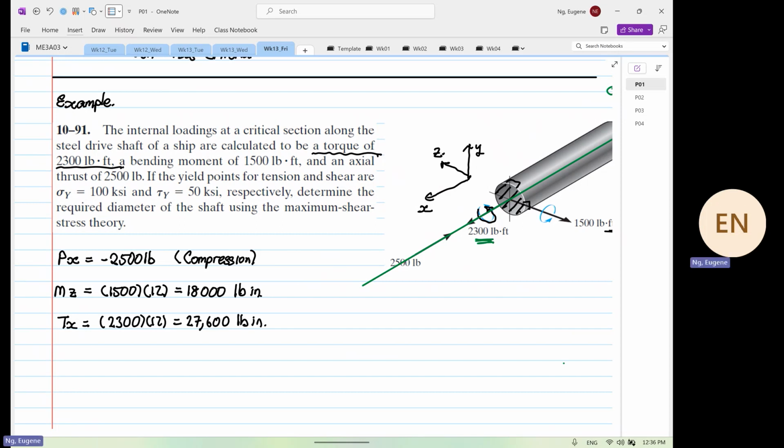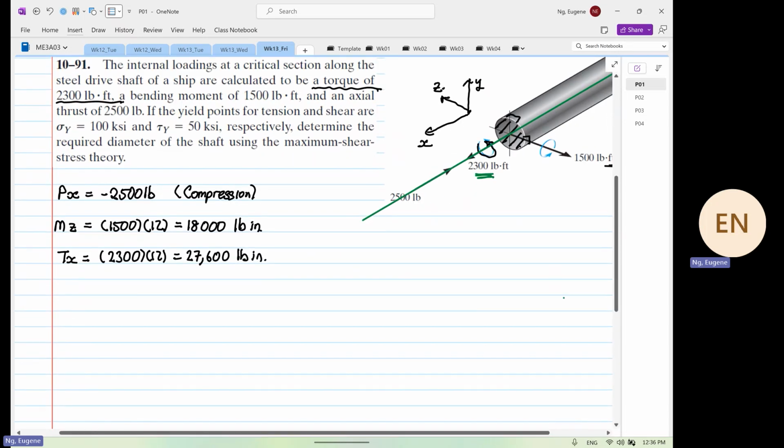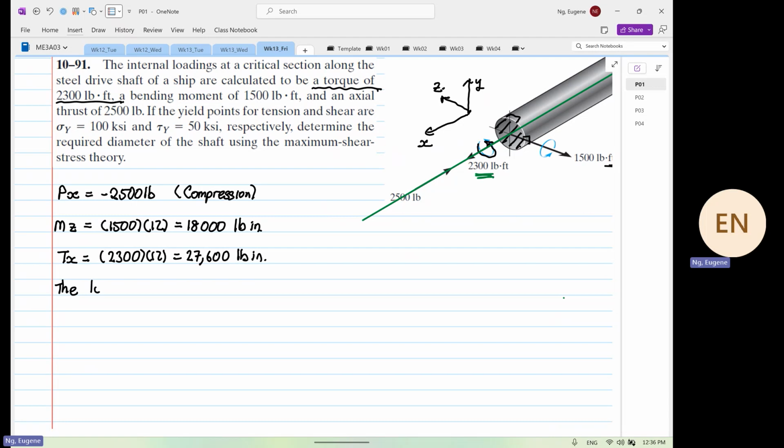So we know that failure will occur on the shaded face. But we also want to know the location, because this is all in pound-feet. The location where fracture will initiate, or occur.